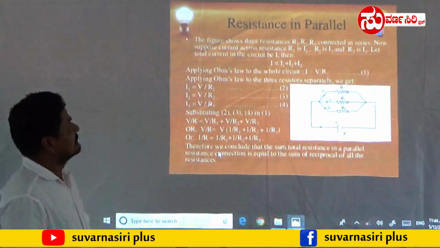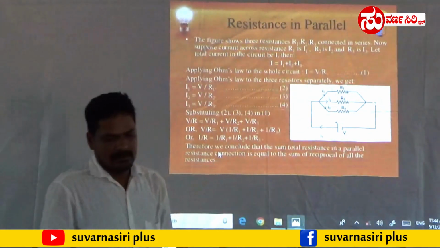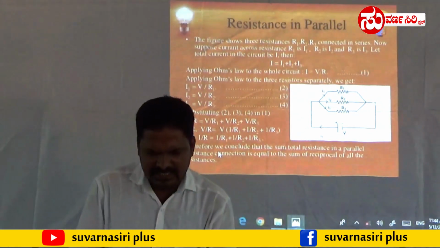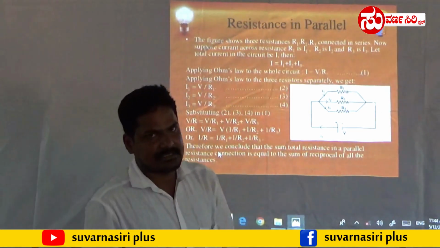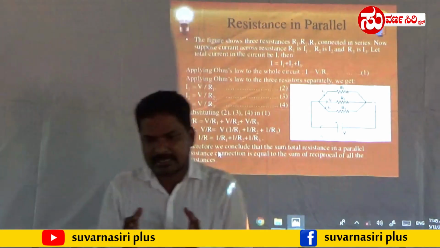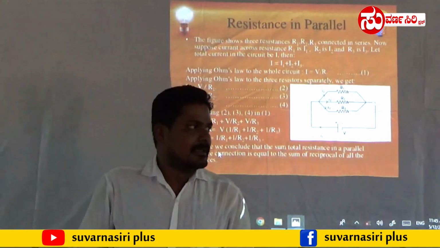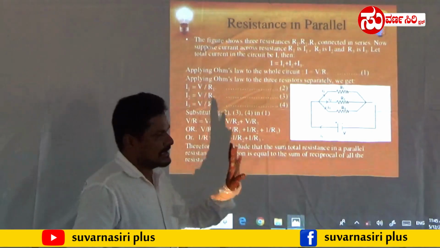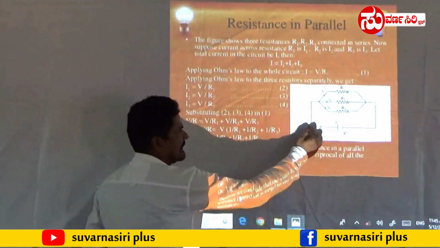Next we have to learn about resistances in parallel. We already learned that when resistors are connected in series, the current will be the same. If resistors are connected in parallel, the current will divide. For example, you can see that through this the current will flow.